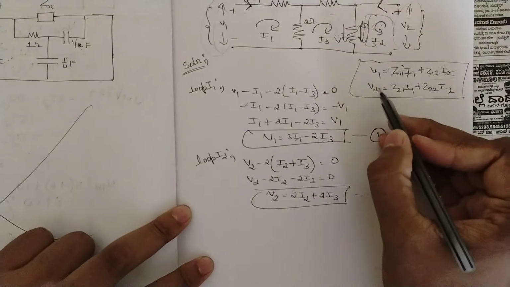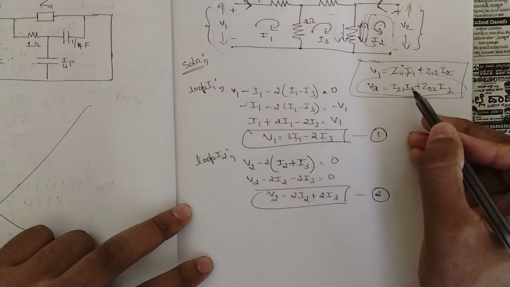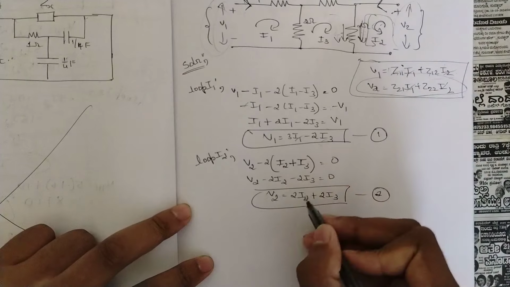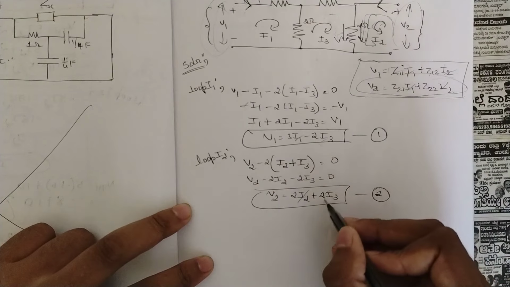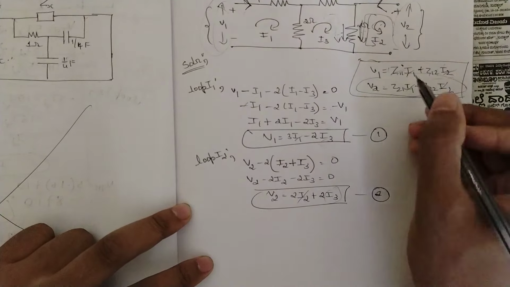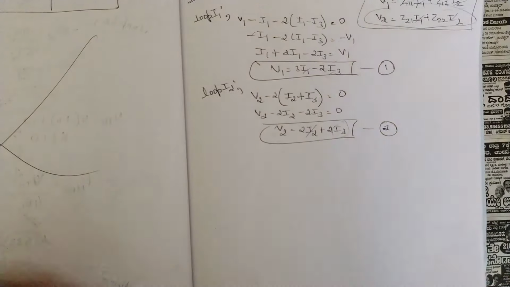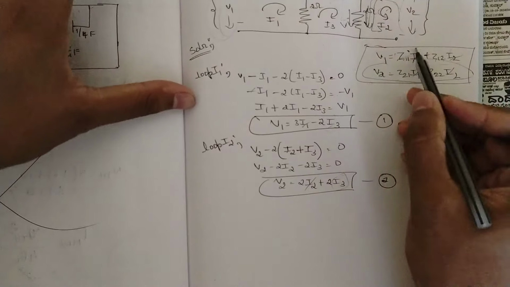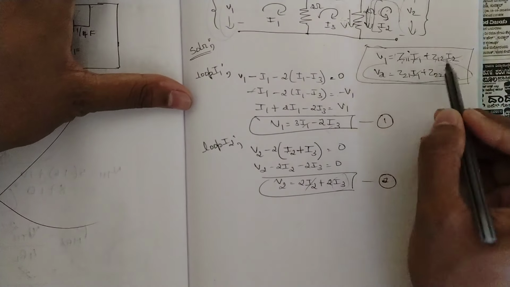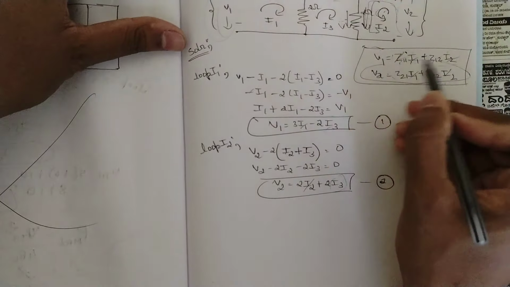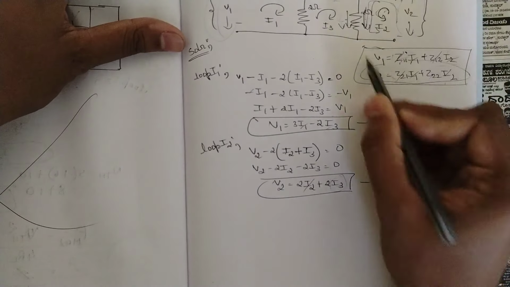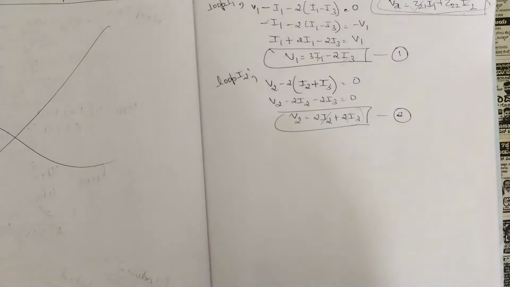But here also, if you check the V2 equation, it again consists of I1 and I2 terms. Here we have one I2 term, and this I3 term we should be converting in terms of I1. That is one conclusion we have drawn. So you have got two equations, but these two equations are of no use because they are not in this form. Our goal is to find these coefficients, and for that we should bring it to this form, right? So, two loops are done.